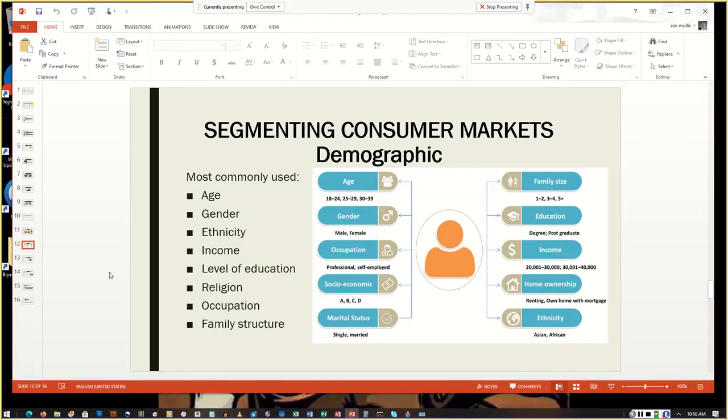So the next way that they segment markets is by demographics. Demographics is when you break down a market based on personal attributes such as gender, age, income level, education level, and all different things. You can see in this graph how it's broken down and how they segment different customers in the different markets.